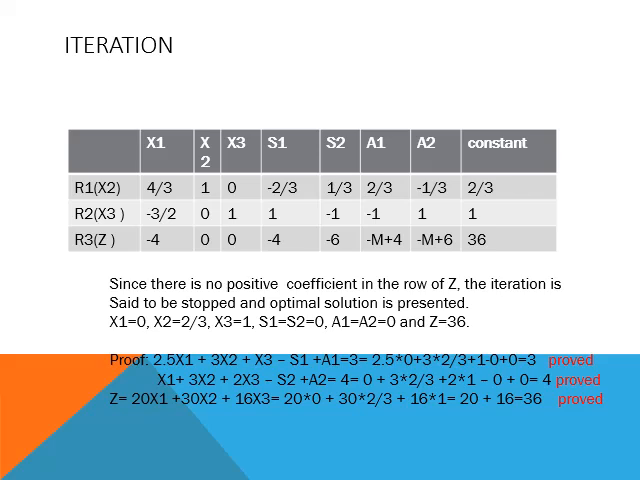And z equals 20x1 plus 30x2 plus 16x3. 20 times 0 plus 30 times 2 over 3 plus 16 times 1 is 36, and that is okay. It is proved.